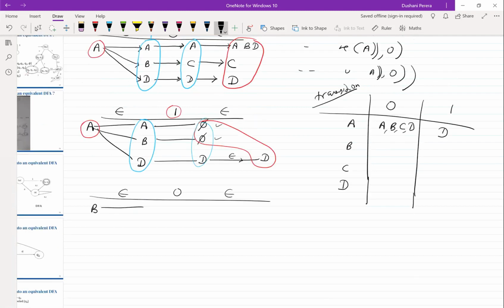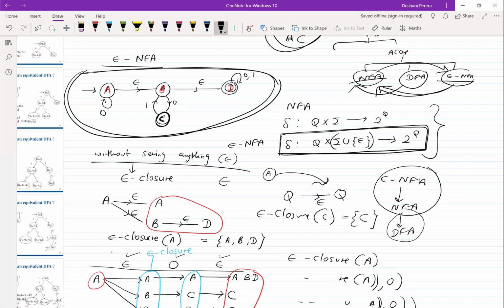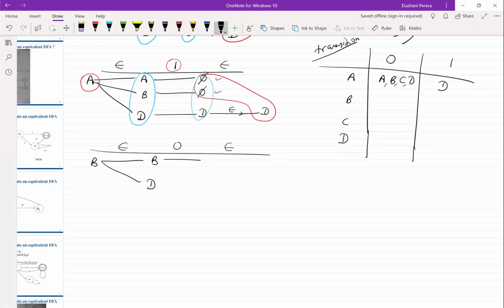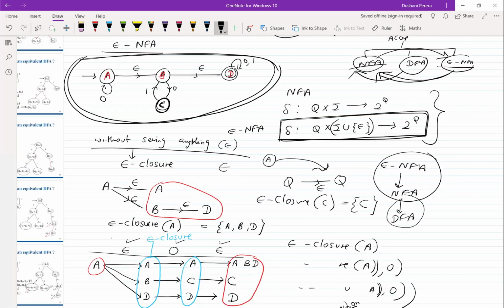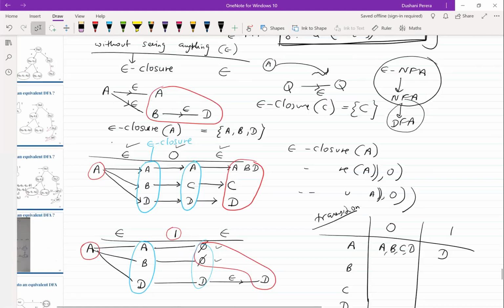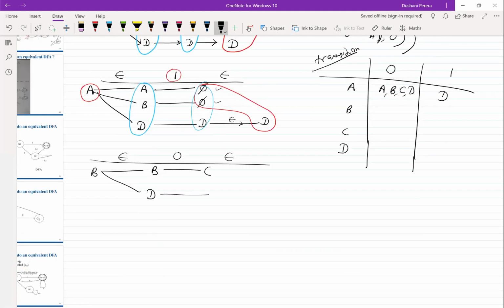What is the null closure of B? Null closure of B is B itself and D. What will happen if I give 0 to B? Then I go to C. And when I give 0 to D, I go to D. Then what is the null closure of C? C, and null closure of D is D. So where do I go? I go to C and D here.